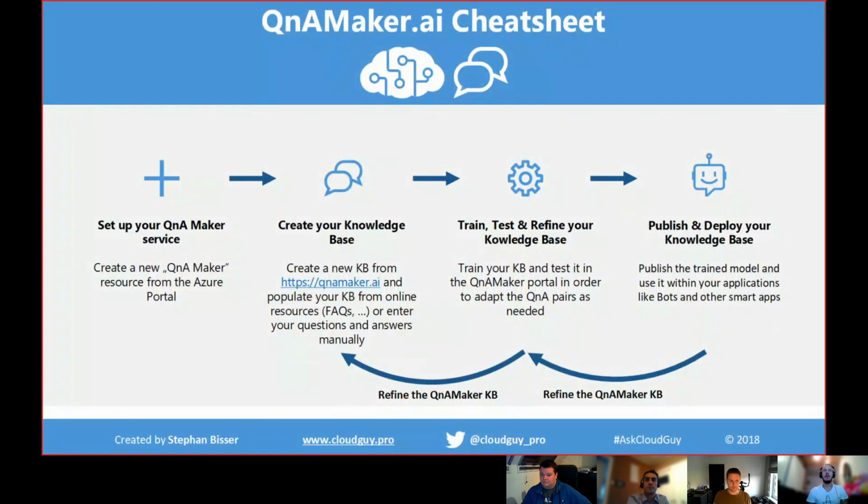If you look at how to set up such a QnA Maker service, you're mainly doing four steps. First of all is to set up the QnA Maker service within Azure. It can either be done via the Azure portal or via Azure PowerShell or the CLI. If you have that, the next step is to create your knowledge base. Just simply hit QnAMaker.ai, and populate your knowledge base from either online resources or enter the question and answer pairs manually.